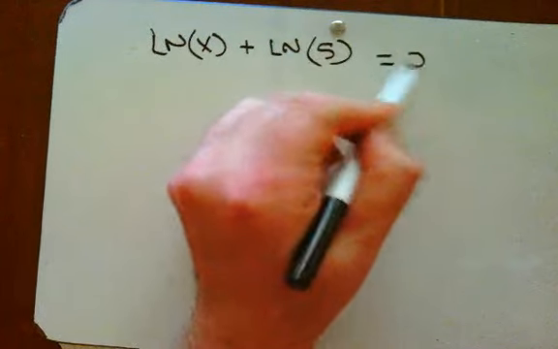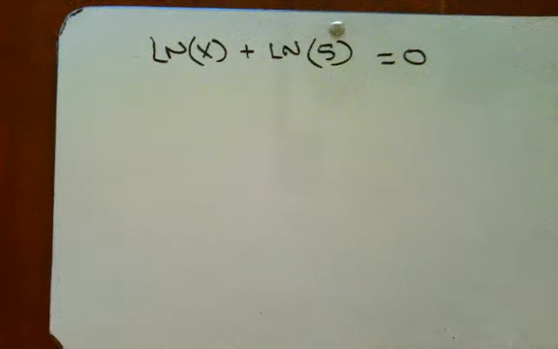Will you solve this one by condensing then? ln of x plus ln of 5 equals 0. Try your hand at solving that, and in a few moments we'll have a countdown and take a look at how to do this problem.